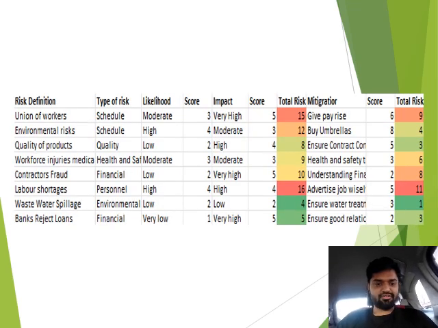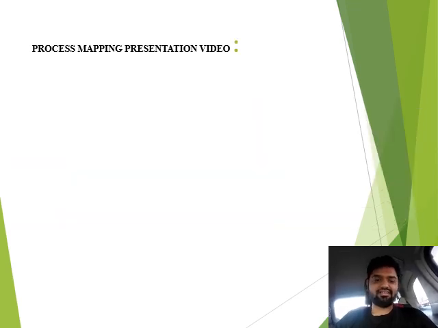Risk definition: union of workers, environmental risk, quality of products. The product quality should be sustainable, it should be environmental, at the same time it should be eco-friendly, so that from one benefit the other does not get distracted. Then labor shortages, wastewater spillage, bank rejection of loan. From the financial point of view, before starting any project, finance is the most important aspect which needs to be considered. At the same time, stakeholders as well. When you get the finance, only then can you start your project in the first stage, second stage, and so on.